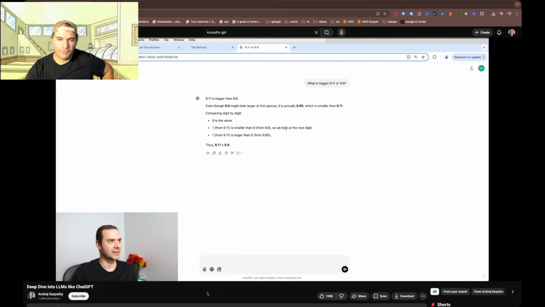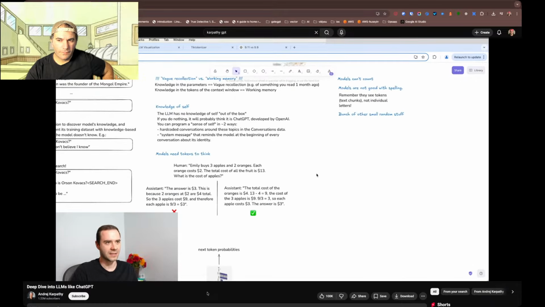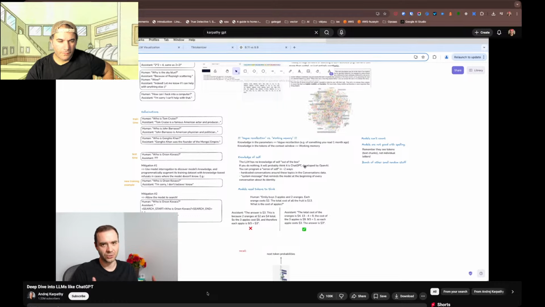So that's why treat this as what it is, which is a stochastic system that is really magical, but that you also can't fully trust. And you want to use it as a tool, not as something that you let rip on a problem and copy paste the results.